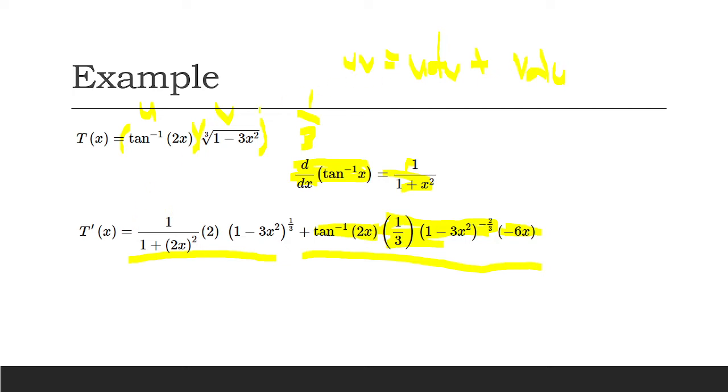So ang v natin is cube root of 1 minus 3x squared. So ito siya. Cube root of 1 minus 3x squared. So remember na ang cube root is raised to 1/3. So ito siya. That's your v. Now we need to get du.